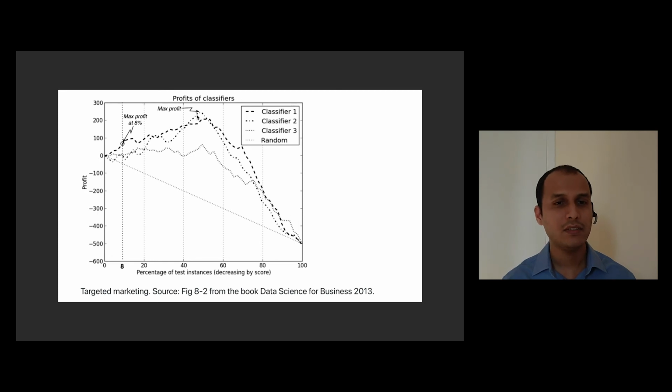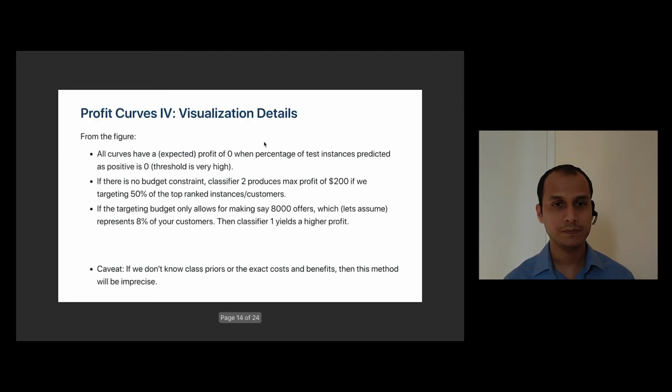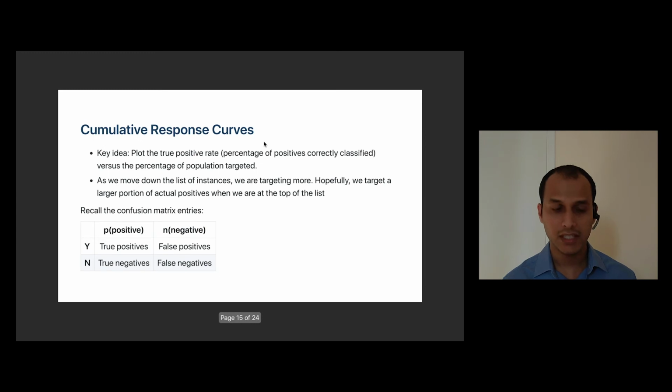Once you look at this curve, you can look at what is the maximum, what is the minimum. If I'm only interested in the top 10% of my predictions, or the top 8% of my predictions, how much is going to be the profit, and so on. You can also compare classifiers, and this is a very good representation for bringing in business objectives with the raw performance of classifiers, which is given by the confusion matrix. Here this slide explains the same thing as what I just mentioned.